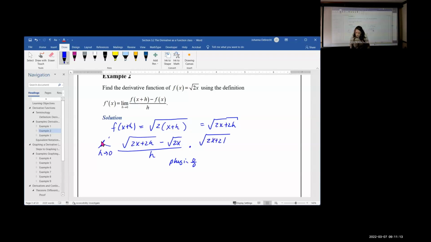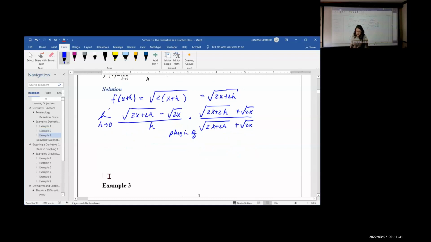So I'm going to multiply by radical 2x plus 2h plus radical of 2x. I'm trying to get that hidden factor that's causing 0 over 0 to come out so that I can cancel it. So I multiply by the conjugate divided by itself.